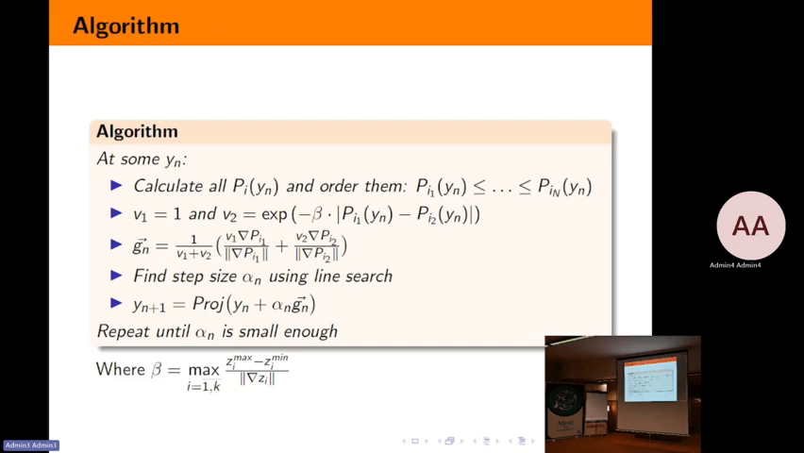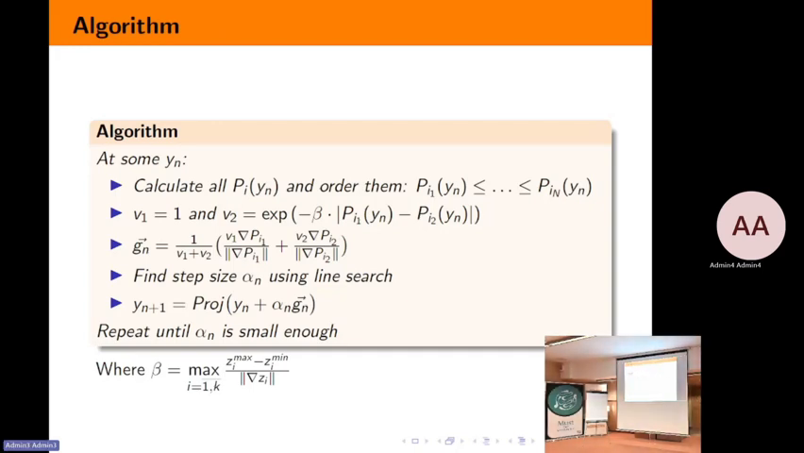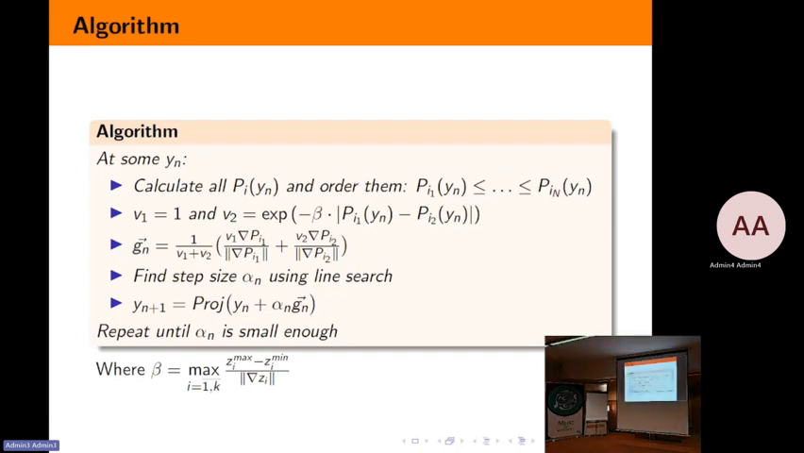Okay, so at some iteration n, we are, let's say, at some point y_n. We can calculate for all of the vertices the value of p_i of y_n, and we can simply order them from the smallest to the biggest. Then we say that our weight v1 is just 1, and v2 is the exponent of minus beta times the distance.